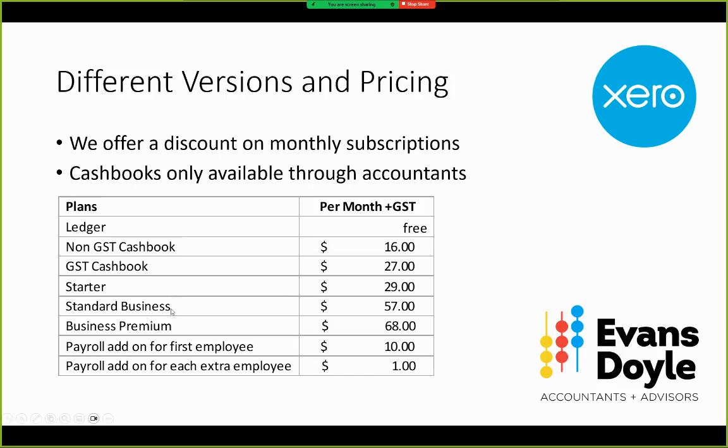And the key difference between the standard business and the business premium is the business premium has foreign currency. So if you've got US bank accounts or Euro bank accounts, it will automatically convert those transactions into New Zealand dollars, do all of the foreign currency calculations, etc. for you. So any package, the starter, the standard business, and the premium business, has the ability to add on payroll as well. The cash books you can't add payroll to. And payroll's $10 a month for the first employee, and then $1 extra a month for every subsequent employee.